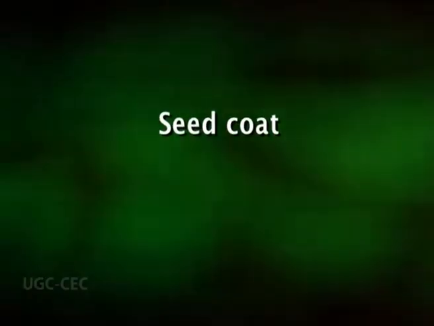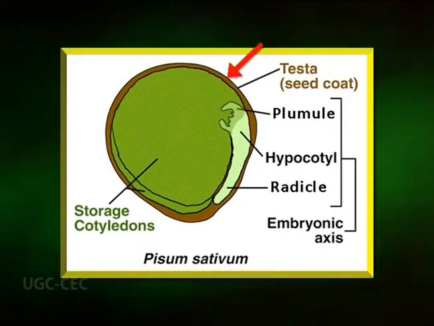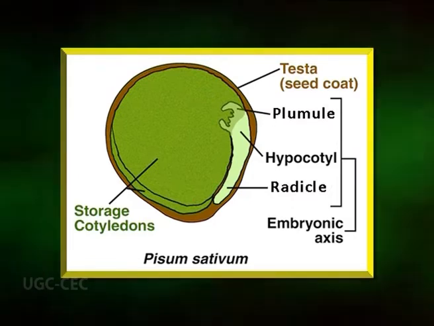Let us discuss the structures that make up a seed one by one. First is the seed coat. Seed coat is the outer covering of the seeds. It is protective in nature. The outer layer of seed coat is known as testa and the inner one as tegmen. In certain cases, like cereals, in addition to the seed coat, ovary wall also protects the embryo.